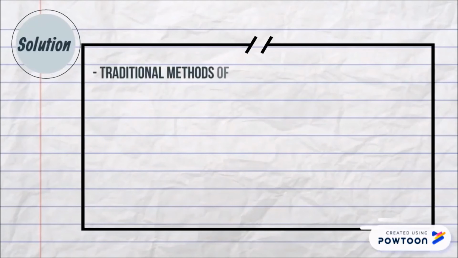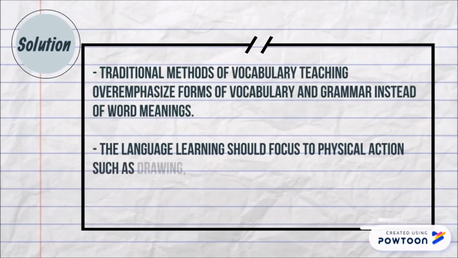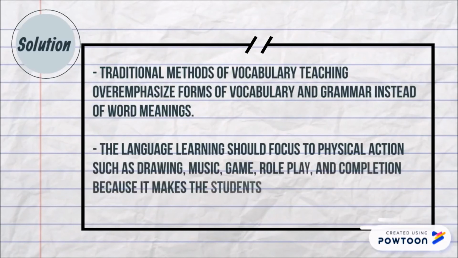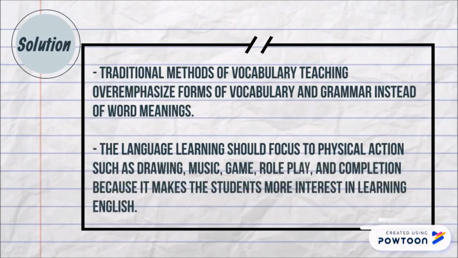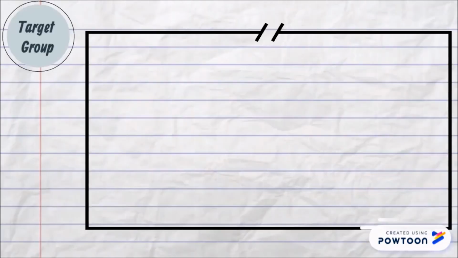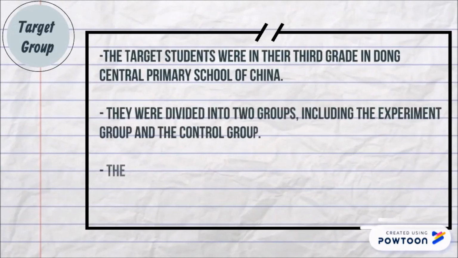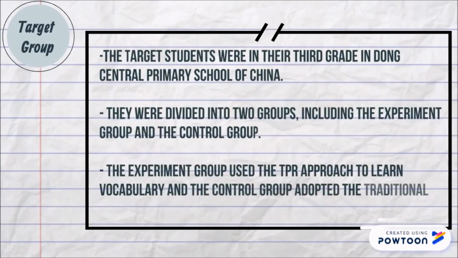The solution of this research is that traditional method of vocabulary teaching overemphasizes the form of vocabulary and the meanings. The language learning should focus on physical actions such as drawing, music, game, and etc. because it makes the students more interested in learning English. The target group is the students in the 3rd grade in the Central Primary School of China. They were divided into 2 groups, including the experiment group and the control group.